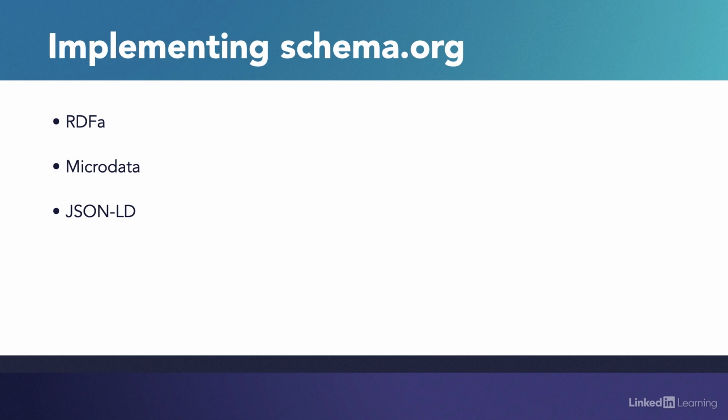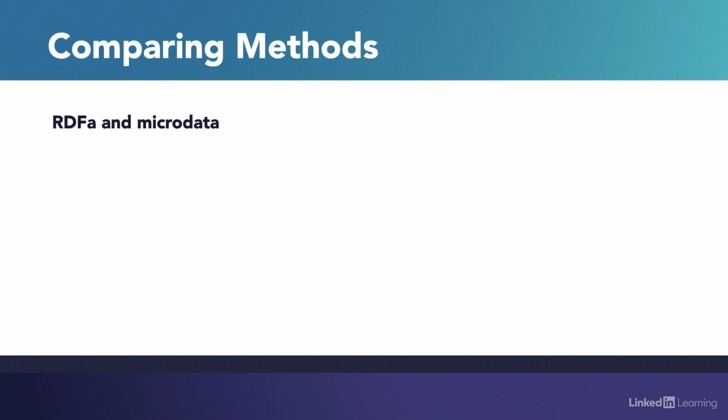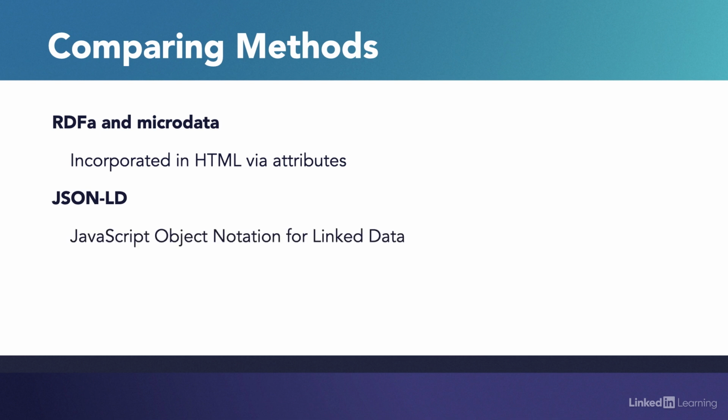Fundamentally, these are three different ways of solving the same problem. They identify elements of a data scheme described at the schema.org website. However, how they do this and their acceptance by search engines varies. Let's take a quick peek at these methodologies. RDFa and microdata are very similar in that they are incorporated into the HTML markup of the web page via attributes. JSON-LD stands for the JavaScript Object Notation for Linked Data. Like all JavaScript, it's embedded in the web page using script tags, or it's linked as a separate file.